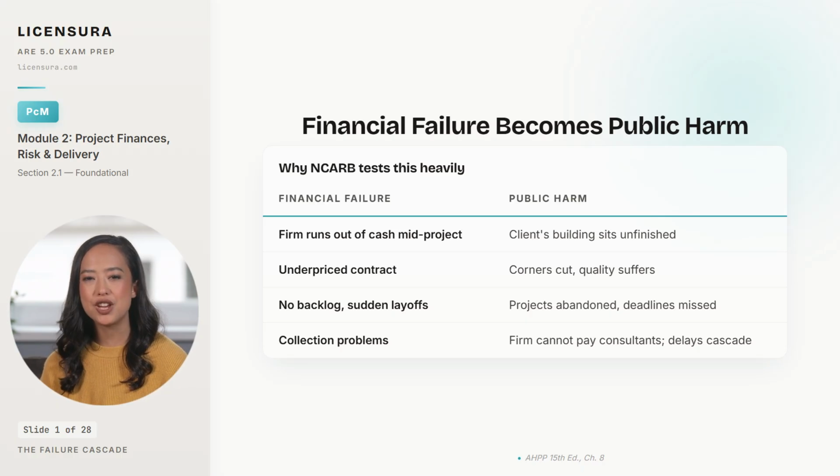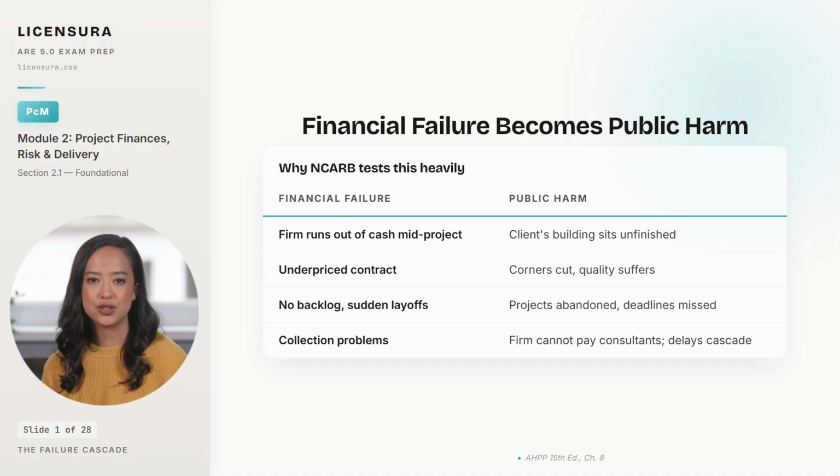And a firm with collection problems cannot pay its consultants, so the structural drawings get held up, the mechanical engineer stops returning calls, and the whole delivery schedule cascades into delay. Each one of these failures starts as a private business problem and ends as harm to the public the architect is licensed to serve. So what does this module actually teach you to do?